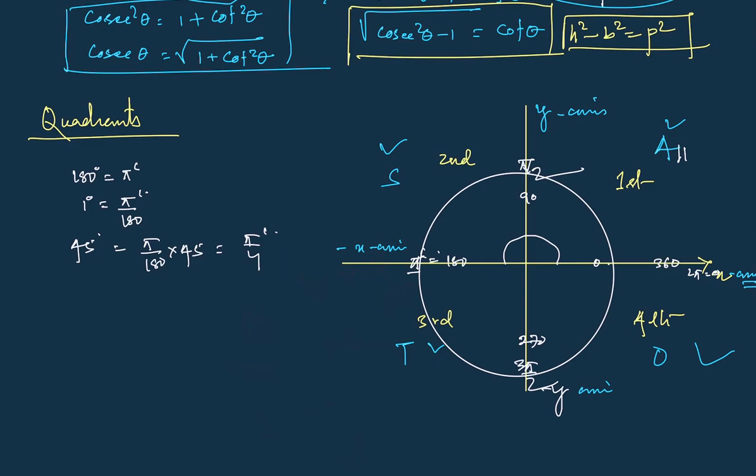Okay, now we are done with this one. Next, 120 degrees. What is 120 degrees? 2 into 60 degrees. What is 60 degrees? 60 degrees is nothing but pi by 3. That's why it is going to be 2 pi by 3.